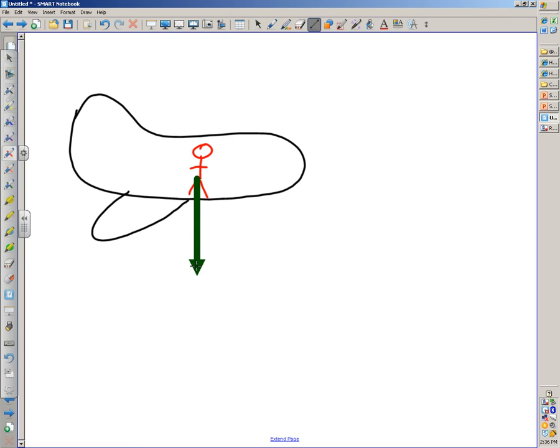It's different with a feather, if you put the feather and the ball, because gravity is not the only thing acting on that feather. What else is acting on that feather? Air resistance. Okay?